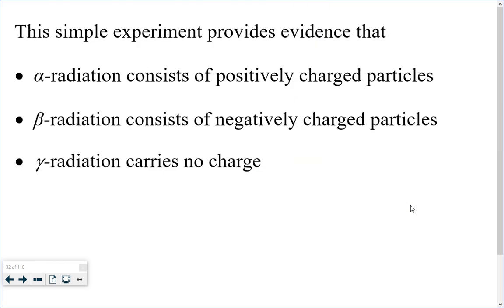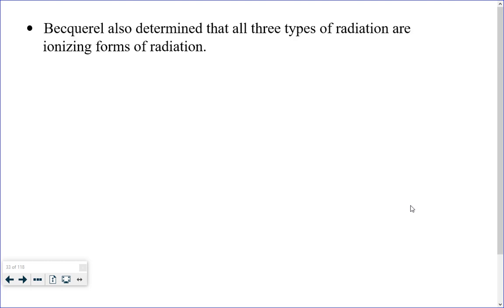Okay? So what is alpha radiation? These alpha particles that we've been talking about, it turns out that's what alpha radiation is. Okay? But alpha radiation consists of positive particles, beta radiation consists of negative particles, gamma radiation carries no charge. He was able to determine that all of these forms of radiation are ionizing forms of radiation. What does that mean? It means that they have the ability to ionize electrons from atoms, which means if they encounter you, they ionize your DNA and they can cause cancer.